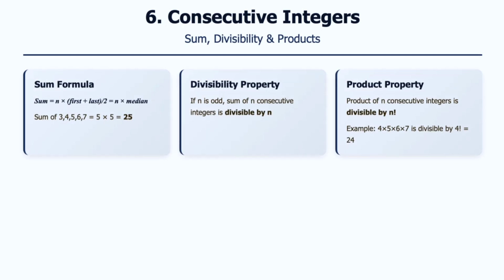Consecutive integers appear frequently. The sum equals n times the average of the first and last terms, which is also n times the median. For example, 3, 4, 5, 6, 7. The sum is 5 times 5, which equals 25. Two powerful properties. If n is odd, the sum of n consecutive integers is divisible by n, and the product of n consecutive integers is always divisible by n factorial. For instance, 4 times 5 times 6 times 7 is divisible by 4 factorial, which is 24.